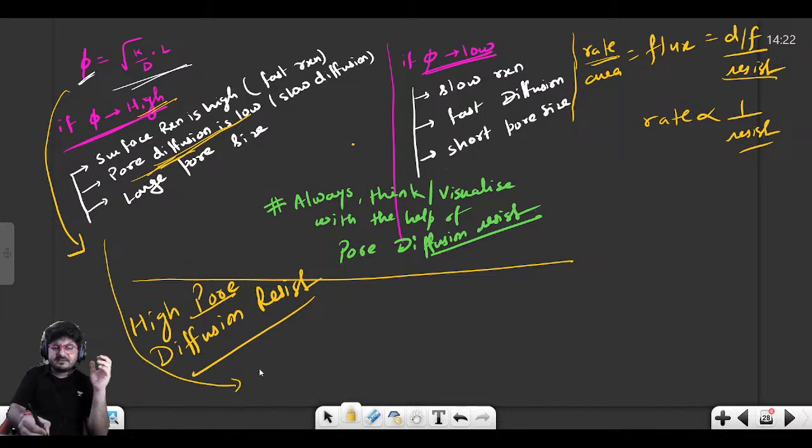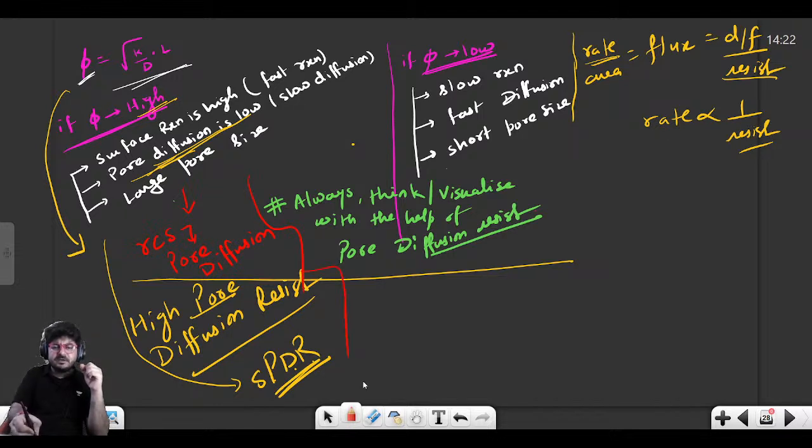So this will be termed as the SPDR regime, maybe you know, strong pore diffusion resistance regime. And here the rate controlling step will be pore diffusion, because you have to understand the step with the highest resistance will always be the rate controlling step. Here you can understand fast diffusion, so slow reaction, so resistance due to reaction will be high. Obviously the rate controlling step will be surface reaction.